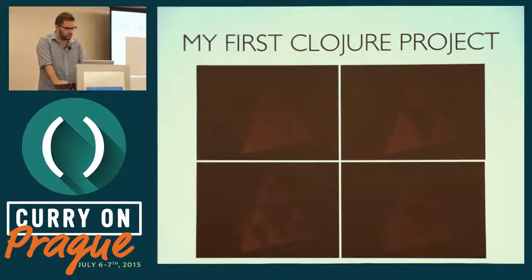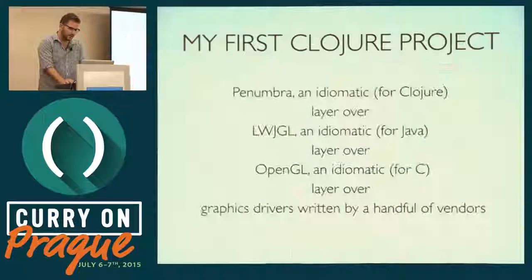So the first Clojure project I ever wrote was an OpenGL library. It was a library called Penumbra. I was very pleased with it until it got kind of large and out of control. It was a layer over a Java library called, oh, yes?